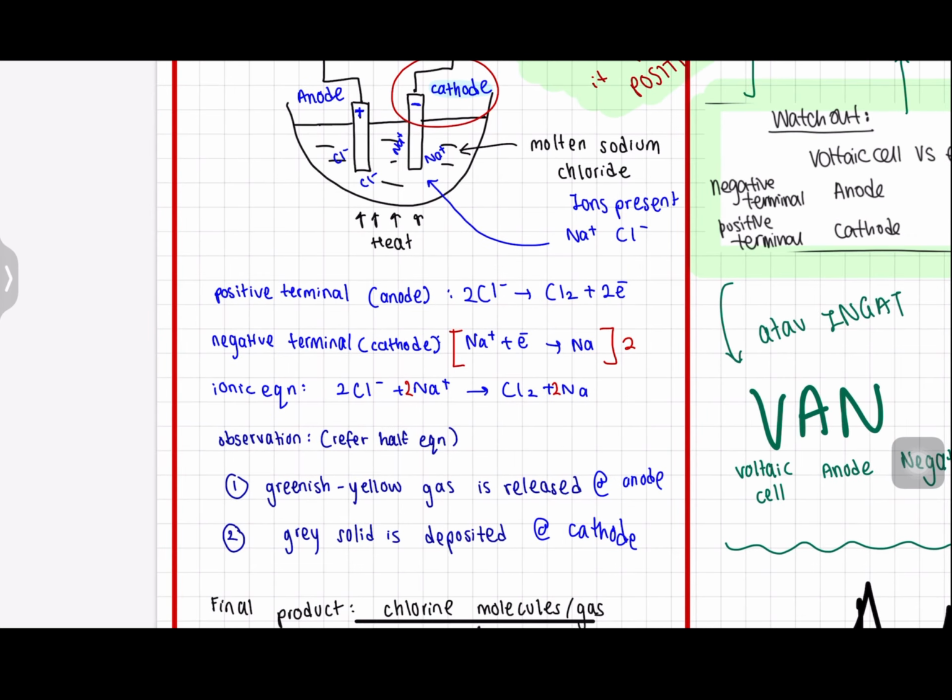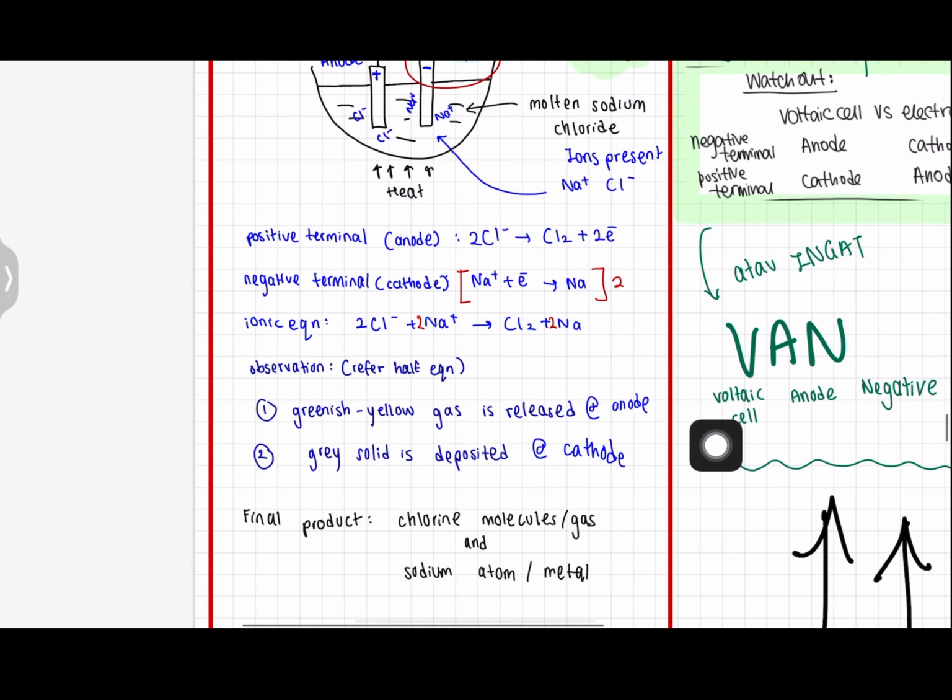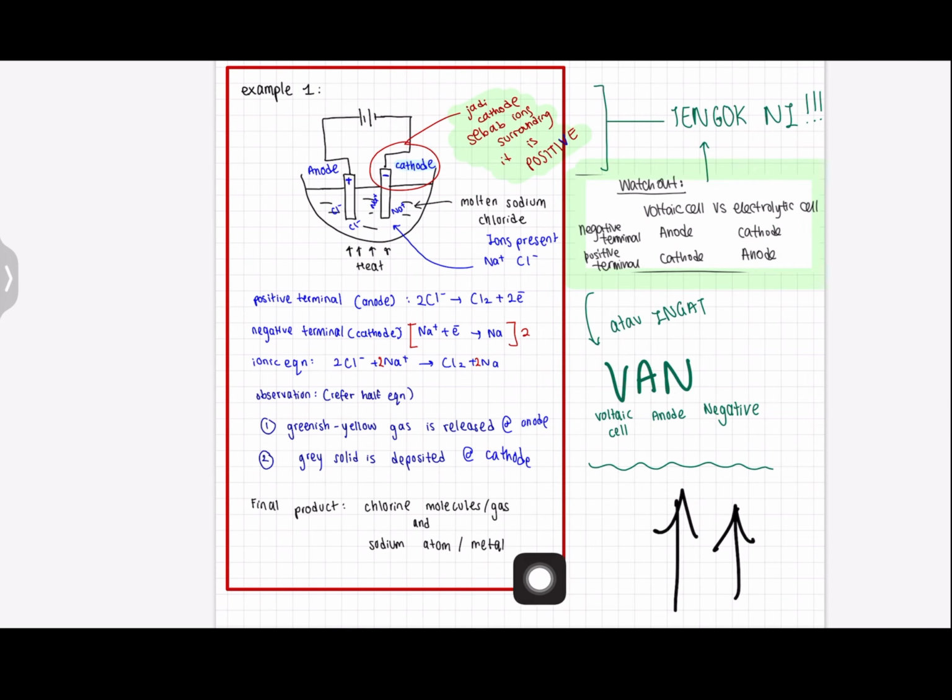Alright, okay, observation: greenish yellow gas is released at the anode. Why? Because it's chlorine. Gray solid is deposited at the cathode, because we can view our half equation here. From the half equation, we can see it goes from the ions within the liquid to solid sodium. So this means that gray solid is deposited. So that's why for the final product, if they ask you, you can specify what it is. It's chlorine molecules, but it's better to say chlorine gas is produced. You can specify even further, at the anode or cathode. Then you can say sodium metal instead of sodium atom, because sodium metal sounds way better.